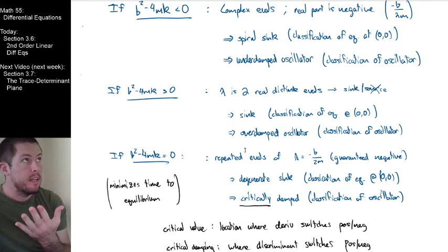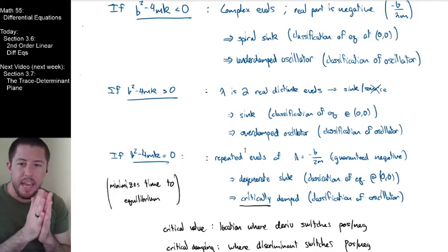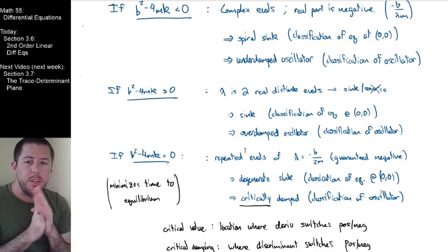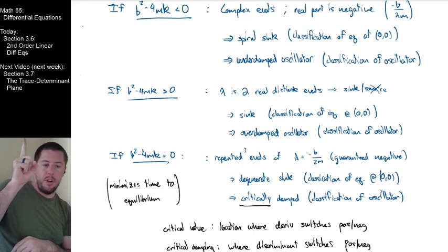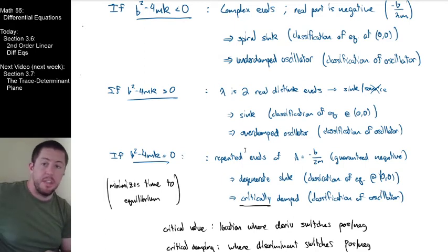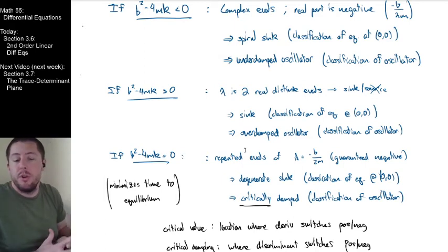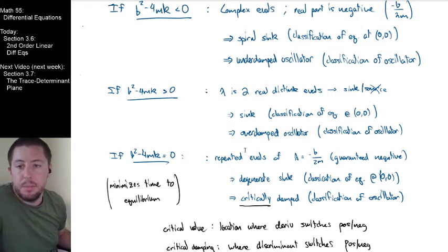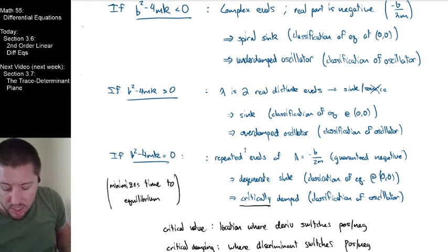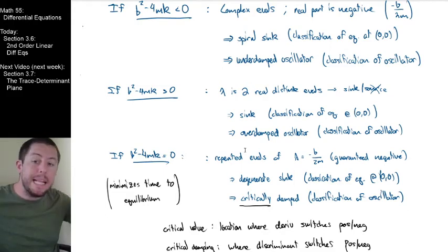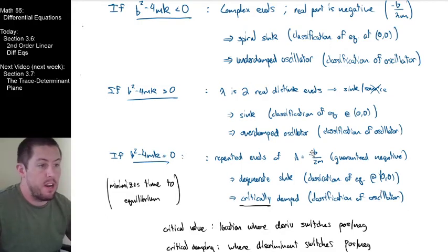Yeah, I think those are the 10 classifications that we've seen so far. We're still going to give a few more names to some other things, but what you guys should see is that in our very next video, section 3.7, the trace determinant plane, we're going to identify two linear algebra terms, trace and determinant, and what we're going to see is that these classifications of behavior near the origin, we're going to make this literally even easier than it already is right now.